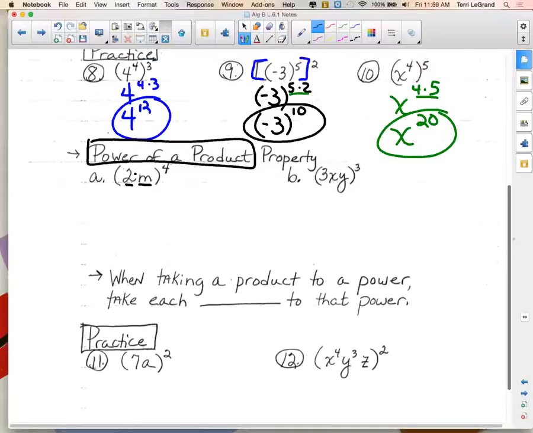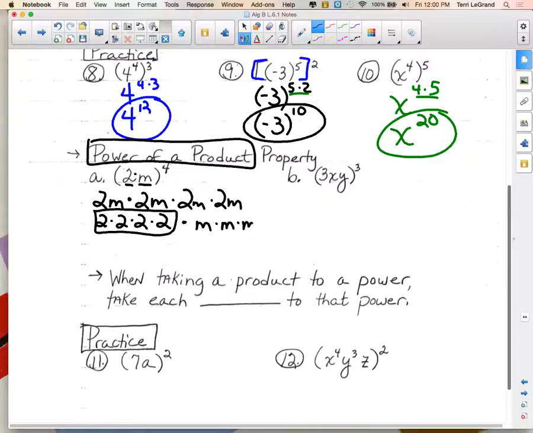Okay, so let's write this out, what this really means. We have 2m to the 4th power. It really means 2m times 2m times 2m times 2m. We have 4 factors of 2m. If we rearrange those, we have those 4 2's that can be multiplied together. We have those 4 m's that can be multiplied together.